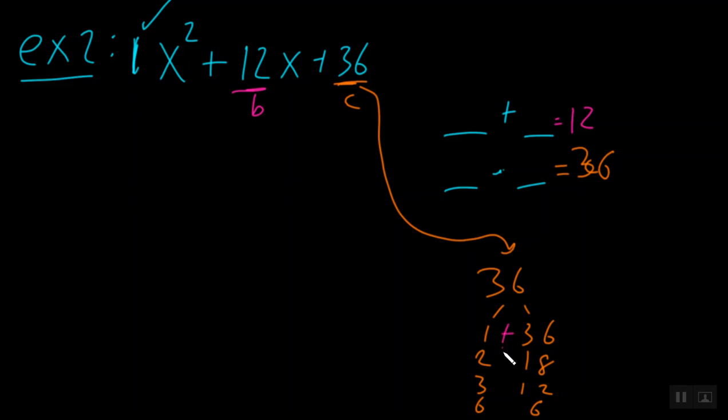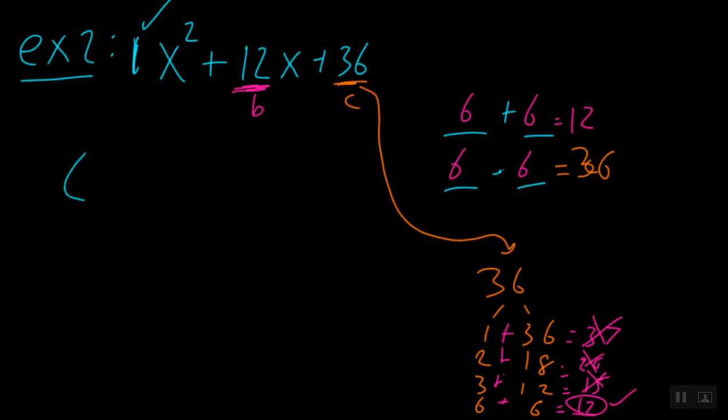Okay, so if we go ahead and now add all these factors, remember, we're looking for the pair of numbers that add up to be 12. So let's see, 1 plus 36 is 37. That doesn't work. 2 plus 18 is 20. That doesn't work. 3 plus 12 is 15. That doesn't work. And 6 plus 6 is in fact 12. Oh, wait a second, we've got our winner. It turns out that 6 plus 6 is equal to 12, and 6 times 6 is equal to 36.